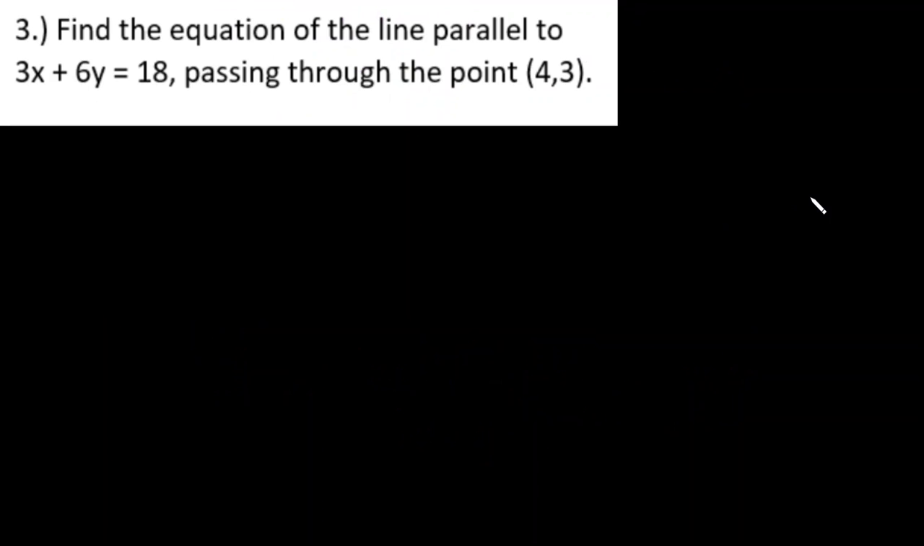Okay, let's take a look at number 3. Number 3 says find the equation of the line parallel to 3x plus 6y equals 18, and of course passing through the point (4, -3). Well, I hope you would realize at the very outset that whenever we have 3x plus 6y equals 18 and our x and our y are on the same side, we are talking about a line that is in standard form. And in order to find the slope, we first have to get y by itself.